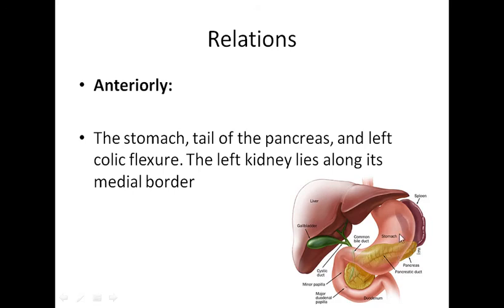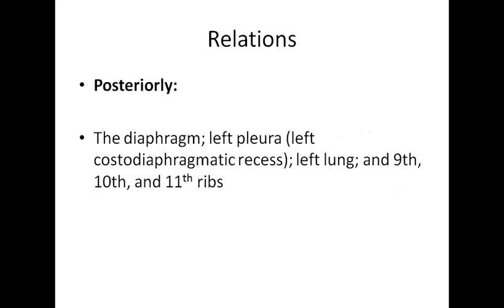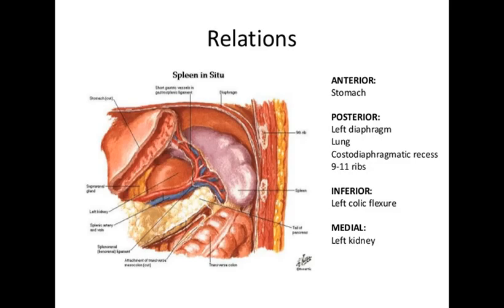Medially we have the left kidney. I will show you that in the next slide. Okay, posteriorly we can see the diaphragm, left pleura, the left diaphragmatic recess along with the left lung, and the 9th, 10th and 11th ribs. Here we can see the left pleura of the diaphragm. Posteriorly we have the 9th, 10th and 11th ribs, which are not visible here, right?